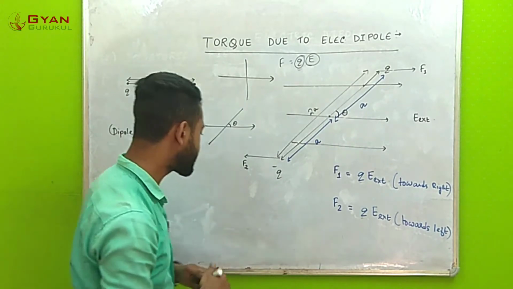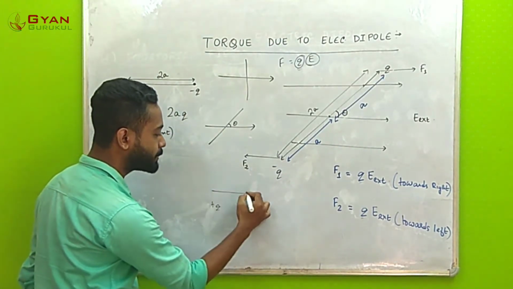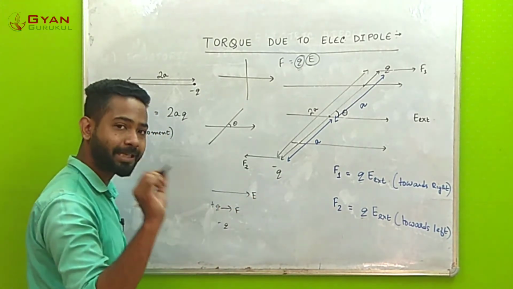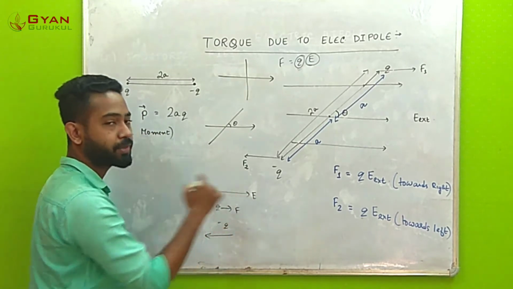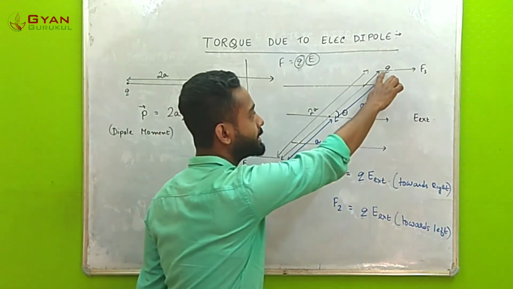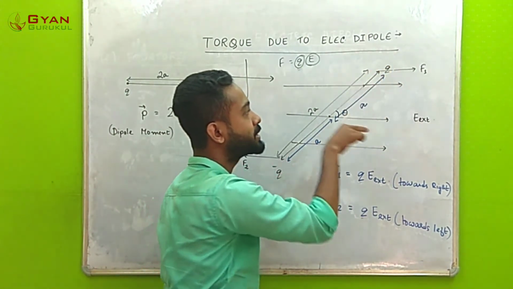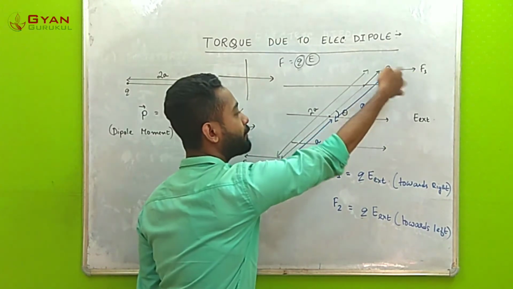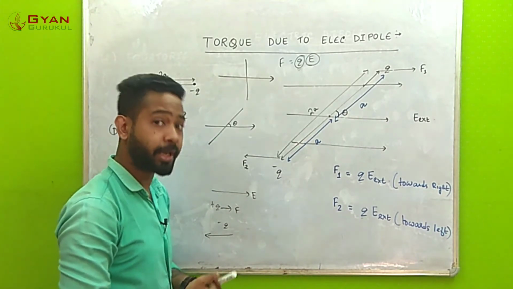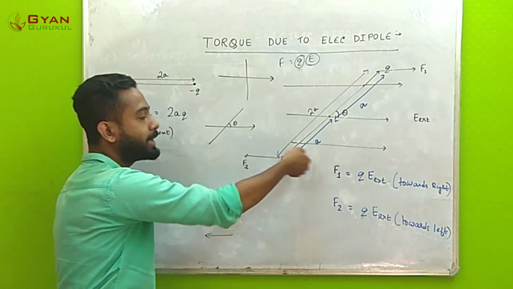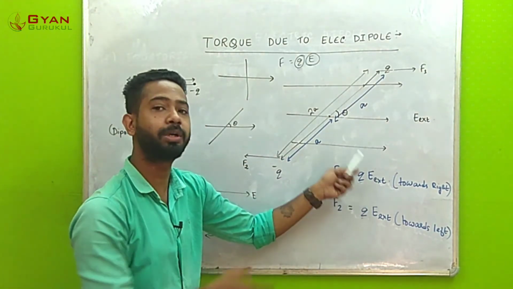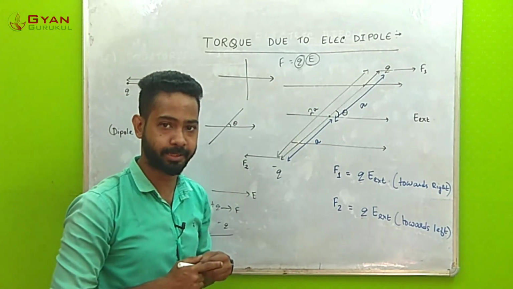As we have already discussed, a positive charge always experiences a force along the direction of the electric field, and a negative charge always experiences a force opposite to the direction of the applied electric field. Taking that into consideration, this is a positive charge, so it experiences a force in the direction of the applied field. So F1 is directed along the direction of the external field. Similarly, this being a negative charge, it experiences a force opposite to the direction of the electric field. So F2 is directed towards the left and F1 is directed towards the right. Now let us see what happens next.